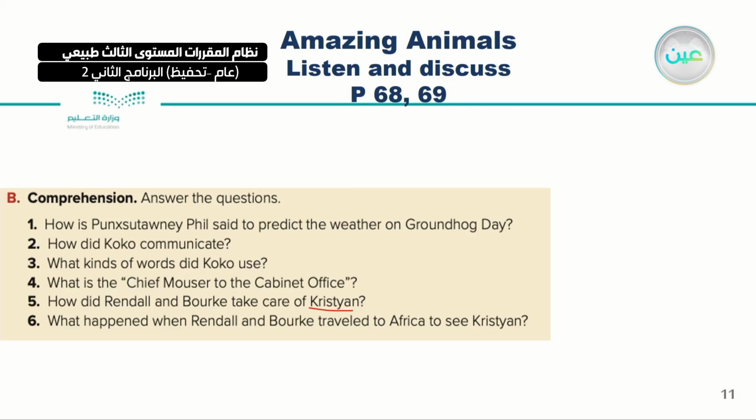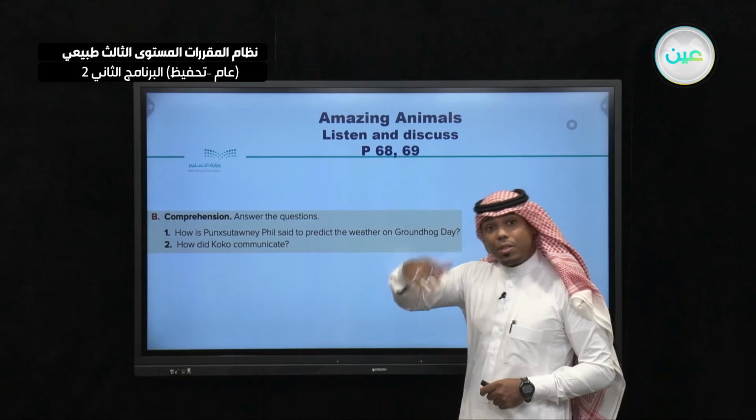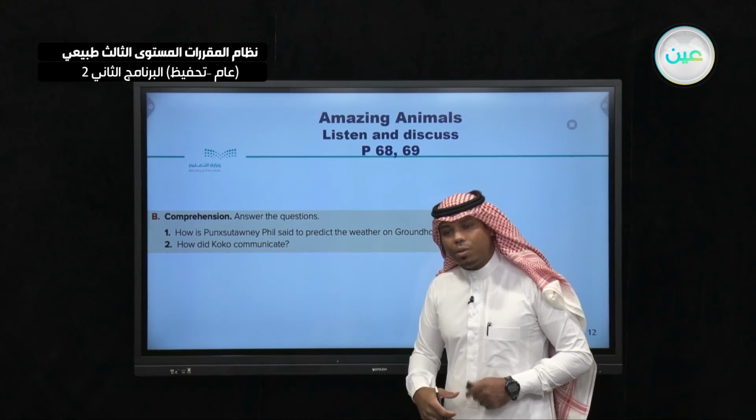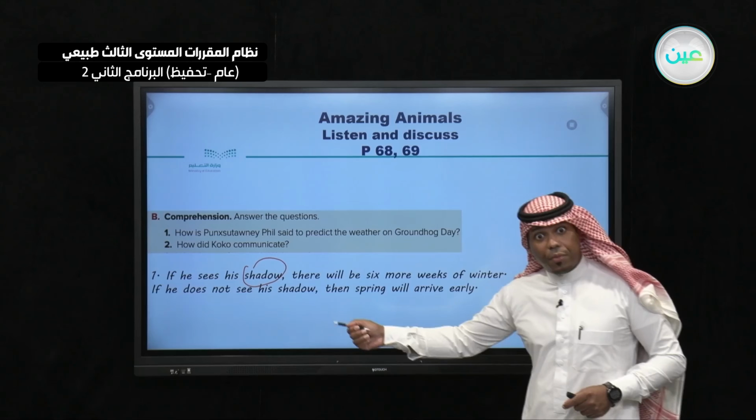Let's start with number 1. How is the Banks Twan Phil said to predict the weather on Groundhog Day? Do you remember the 6 weeks until weather and so on we talked about? Very good. So here, if he sees his shadow, the Banks Twan Phil, what will happen? There will be 6 more weeks of winter. But if he does not see his shadow, then spring will arrive early. So it depends on the shadow.